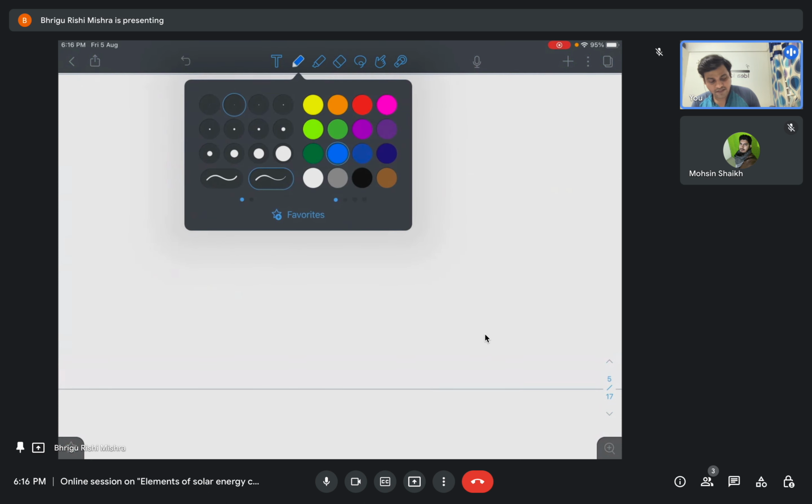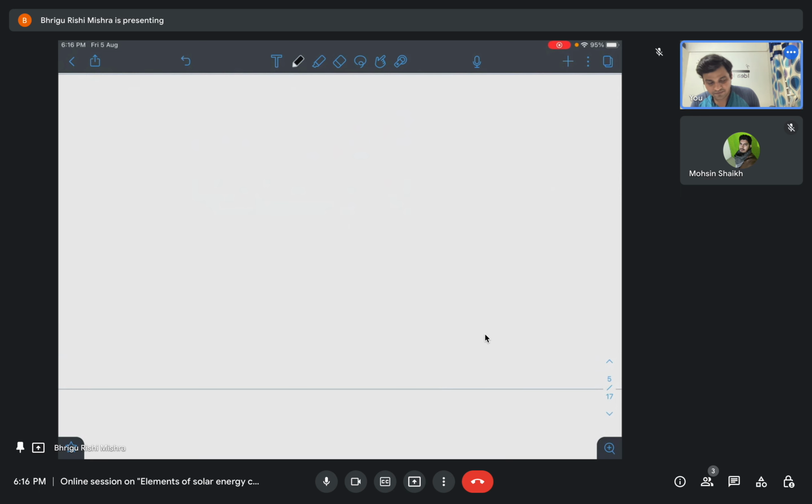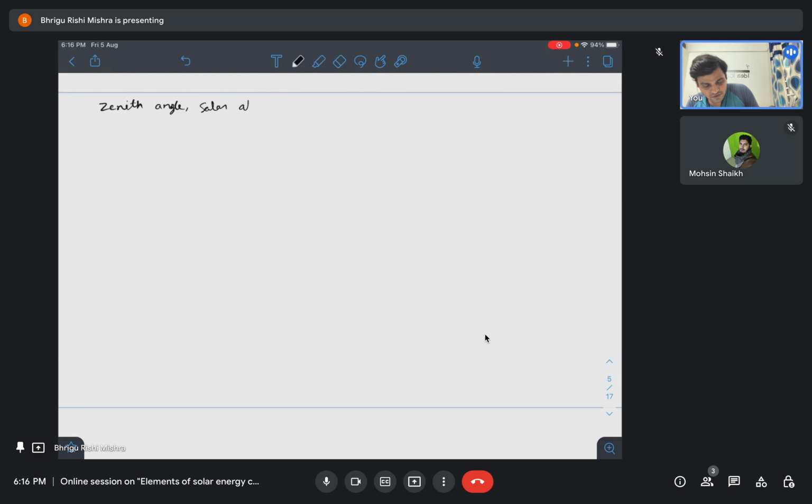The next angle is the zenith angle. So there are three angles: zenith angle, solar altitude angle, and solar azimuthal angle. Okay, so zenith angle, solar altitude angle, and solar azimuthal angle.